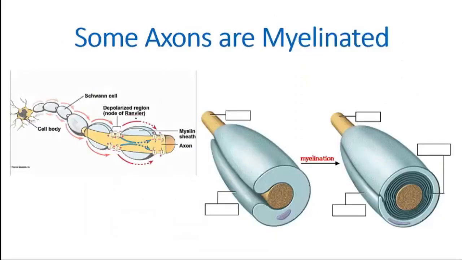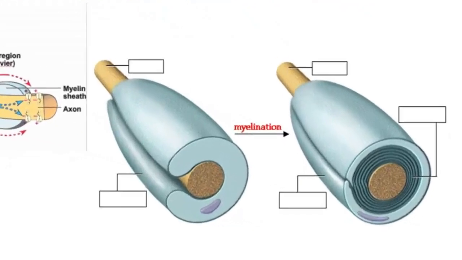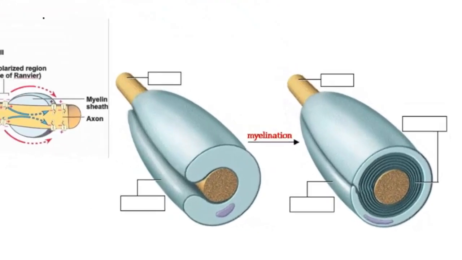Now, these nodes on myelinated neurons also have a specific type of cells covering them. These are known as Schwann cells, spelled S-C-H-W-A-N-N. Because the Schwann cells are small compared to the length of the axon, it takes many of them to insulate a single axon.